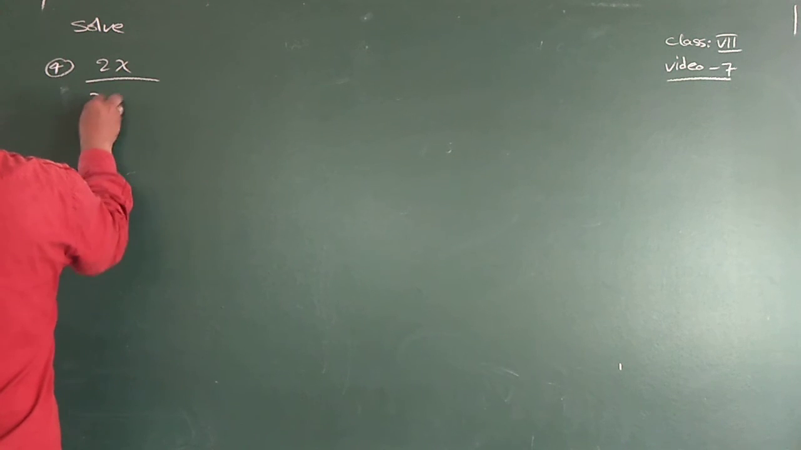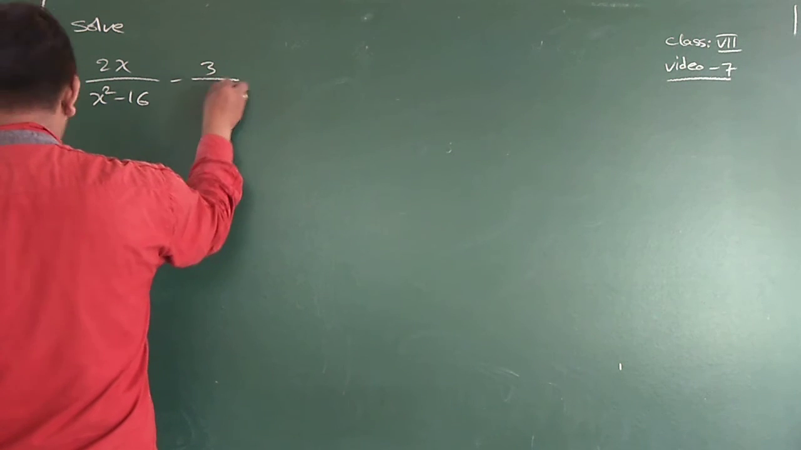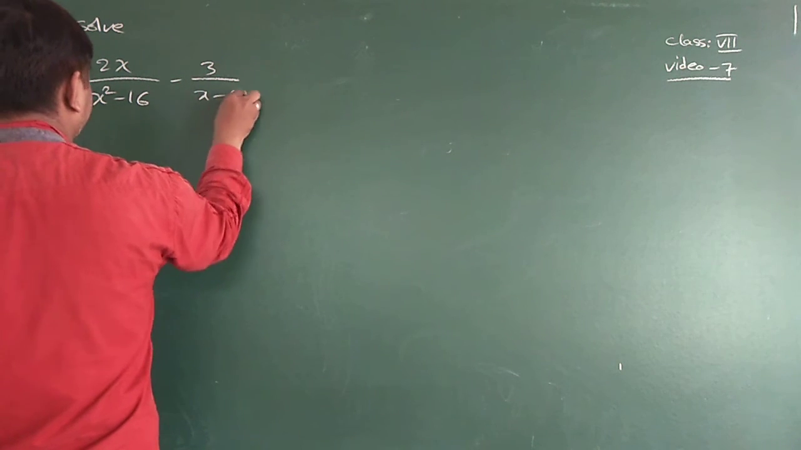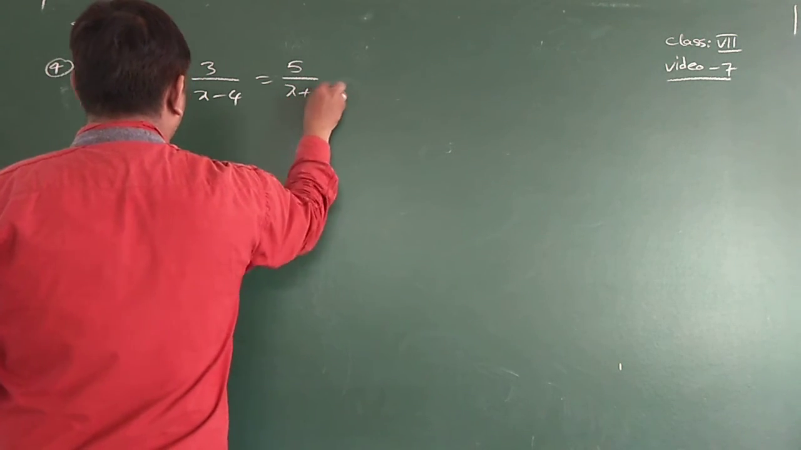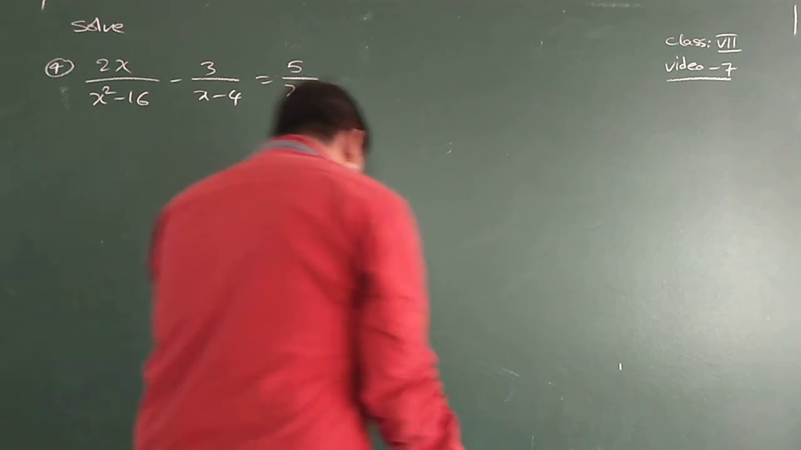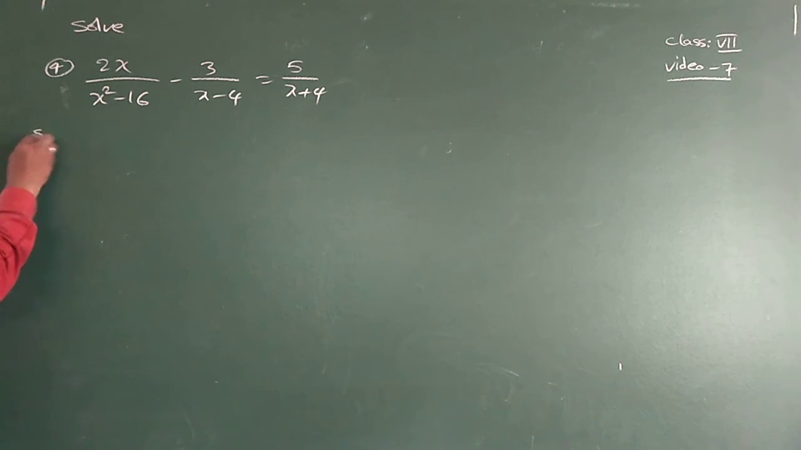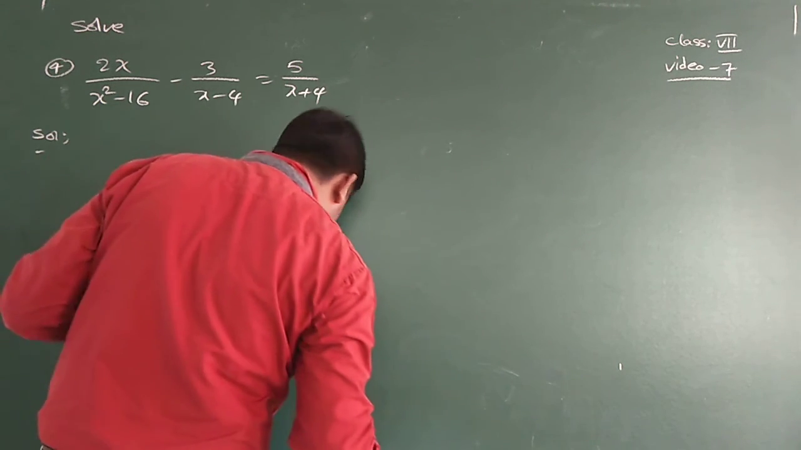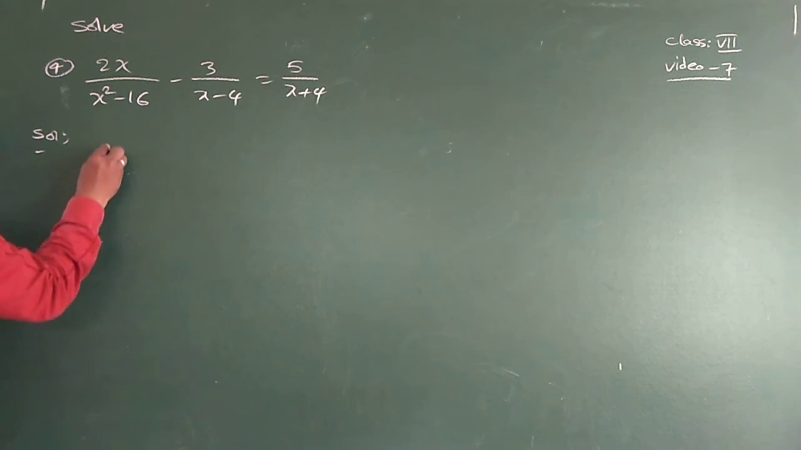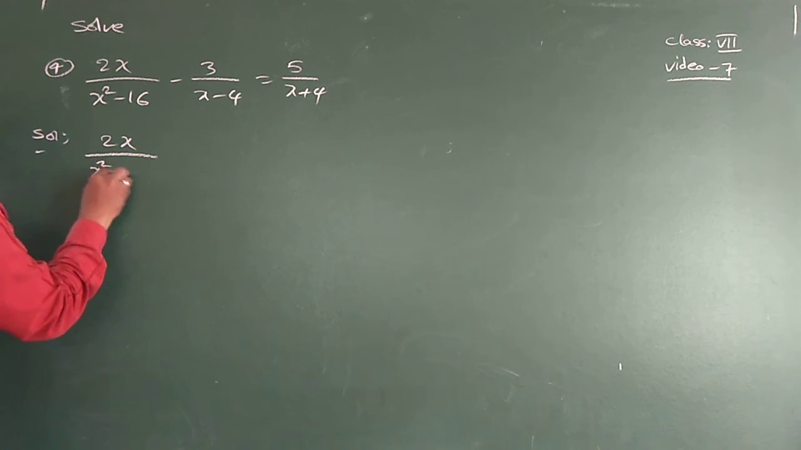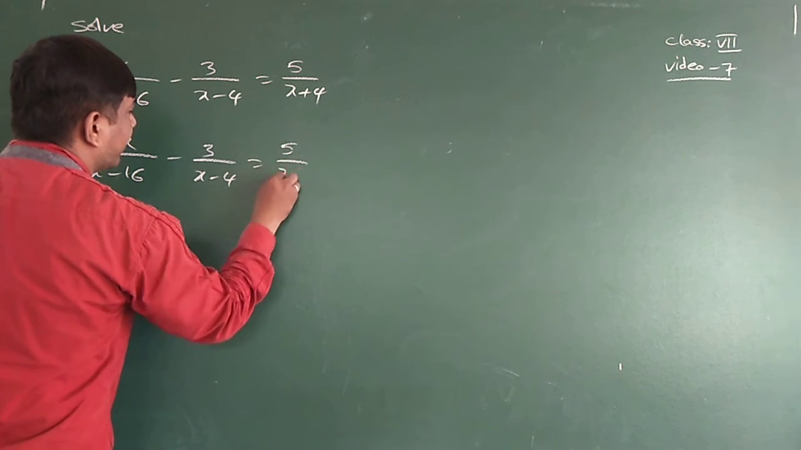2x by x square minus 16 minus 3 by x minus 4 is equal to 5 by x plus 4. I'll check once again. 2x by x square minus 16 minus 3 by x minus 4 is equal to 5 by x plus 4. Now the given question is 2x by x square minus 16 minus 3 by x minus 4 is equal to 5 by x plus 4.